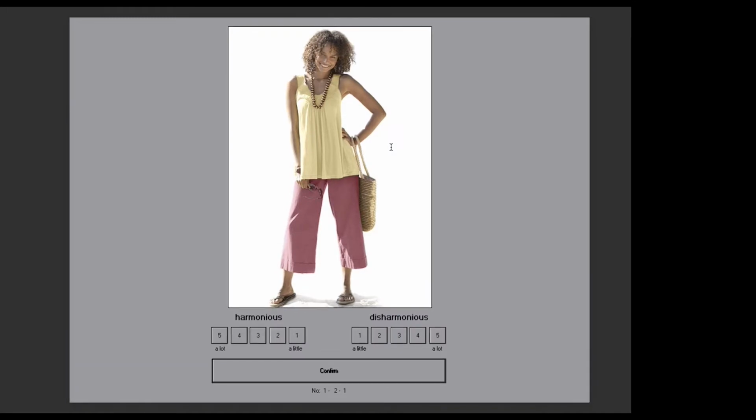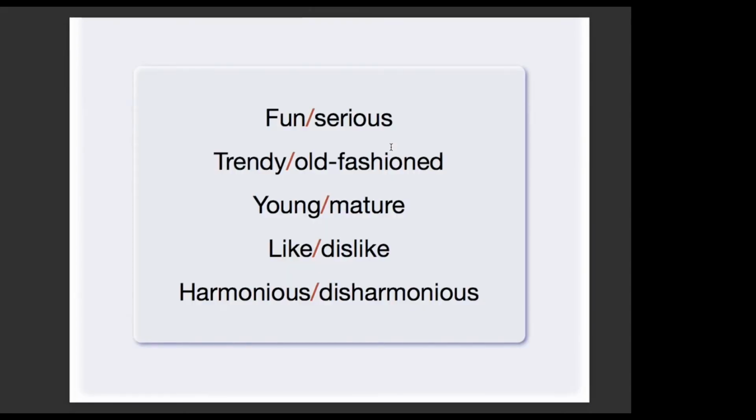We used the computer display to do the experiment. Here is an example of a scale, harmonious versus disharmonious. If you find the combination of colors in this clothing harmonious, the observer will be asked to press a button according to his or her feelings. If it feels harmonious, they may just press a button on the left-hand side, and the opposite will go for the right. The scales used in this study include fun, serious, trendy versus old-fashioned, young versus mature, like, dislike, and harmonious, disharmonious.